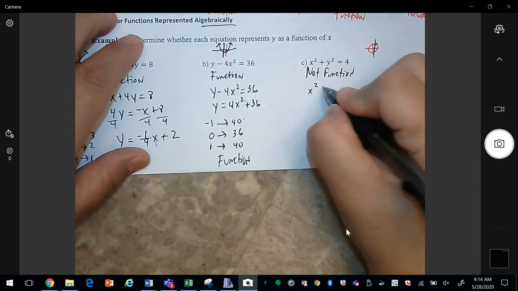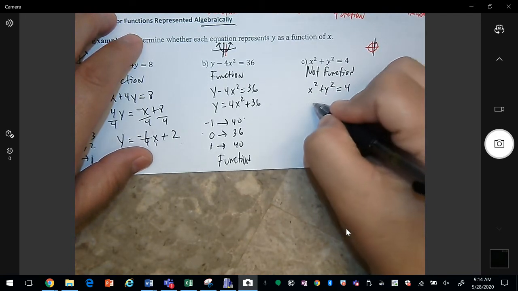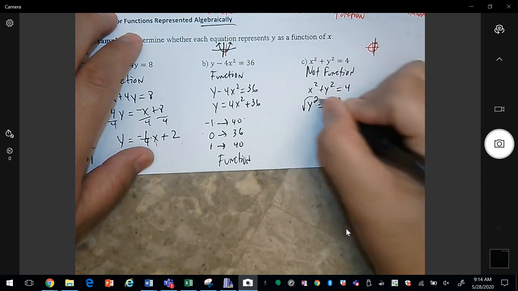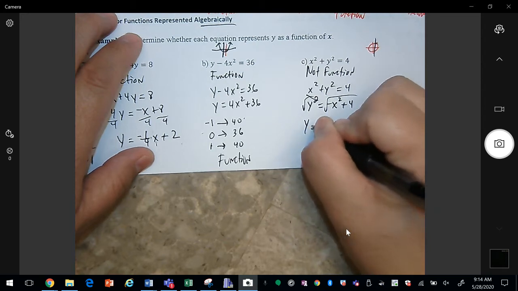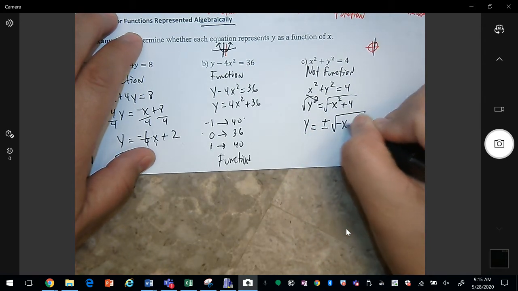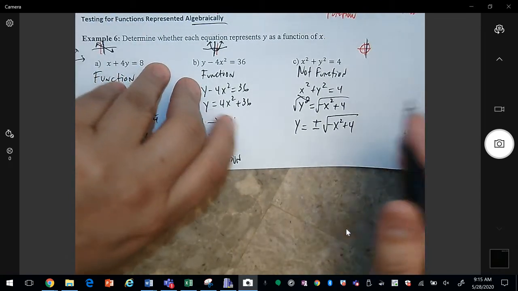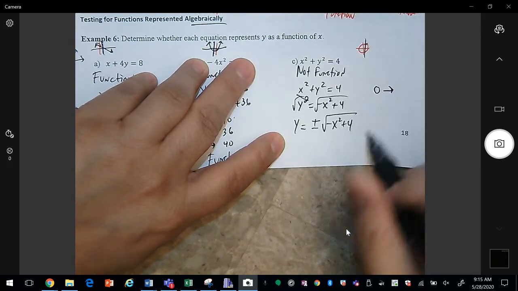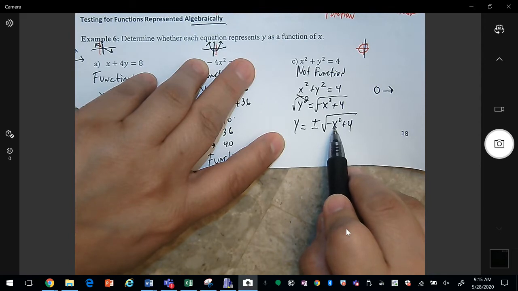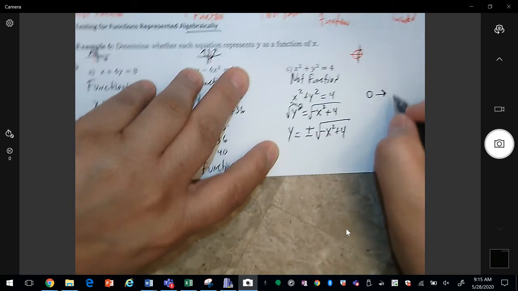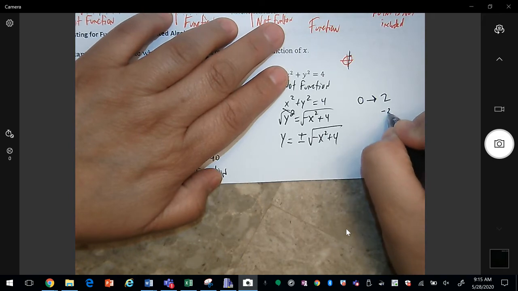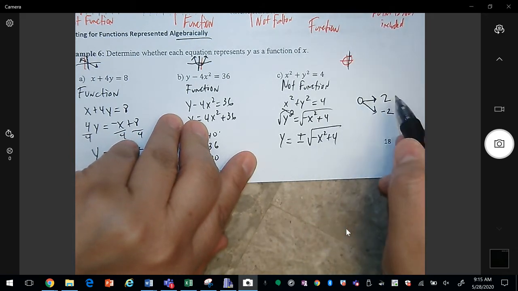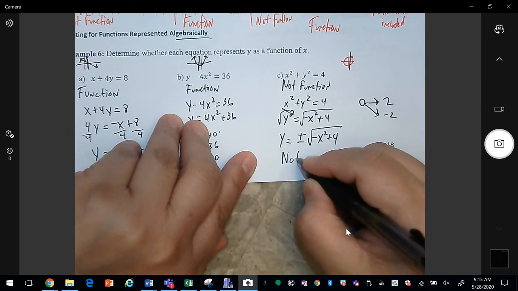And then the last one, I want to solve for y, so I'm going to subtract x squared on both sides. And to solve for y, I need to take the square root. So y is plus or minus the square root of negative x squared plus 4. And so if you notice here, if I use 0, then 0 is going to give me 0 here, plus 4 is 4. The square root of 4 is going to be 2 or negative 2, since we have the plus or minus. So you can see that 0 is giving me two answers, 2 and negative 2. Therefore, this is not a function.